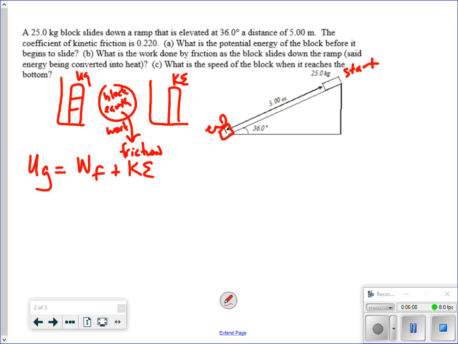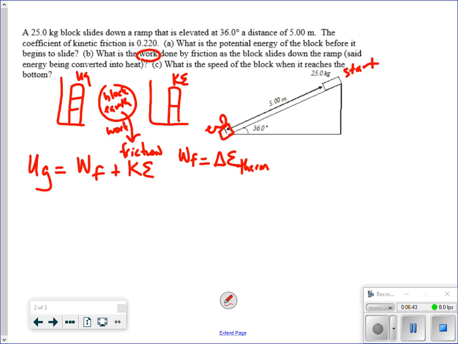Now that's one way to do the LOL. You could also consider it to be thermal energy. However, I'm just going to actually write that over here. The work done by friction can also be the same as the E therm, right? But I don't need to do it twice. And you know how I know to just work with friction or to do work instead of E therm is the question itself asking me for the work done by friction.